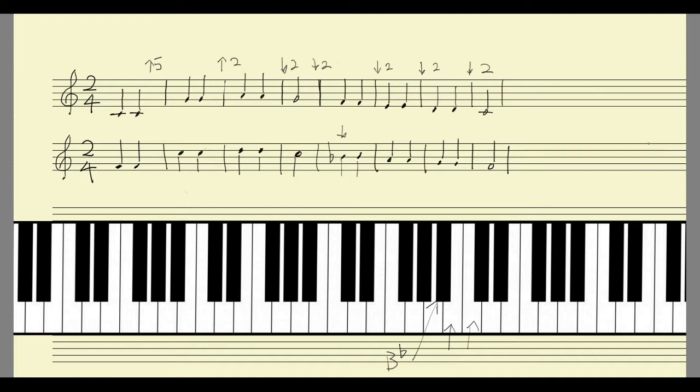We said that every interval has not one, but either 3 or 4 different versions, or 3 or 4 different qualities. With the perfect intervals, we have diminished, perfect, and augmented. With the imperfect intervals, we have major, minor, diminished, and augmented. And each of those qualities has a different number of half steps. So for instance, a perfect fifth has 7 half steps, an augmented fifth has 8 half steps, and a diminished fifth has 6 half steps.